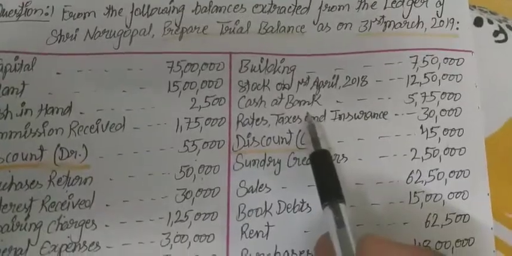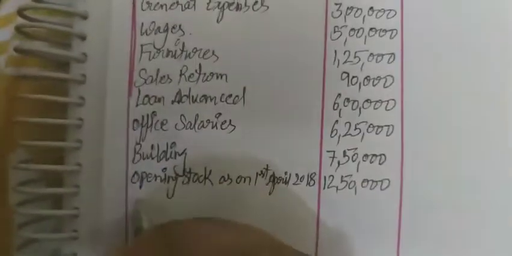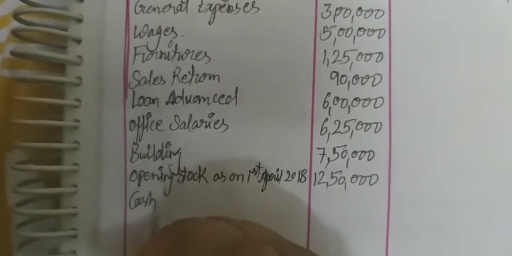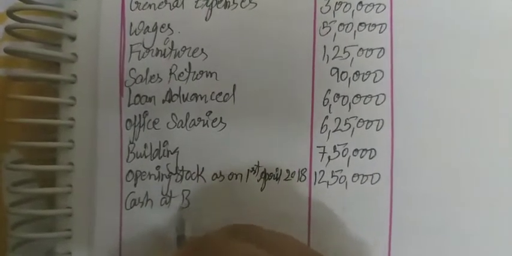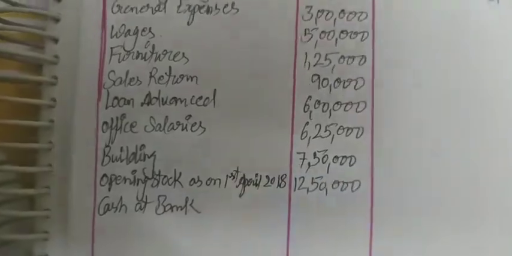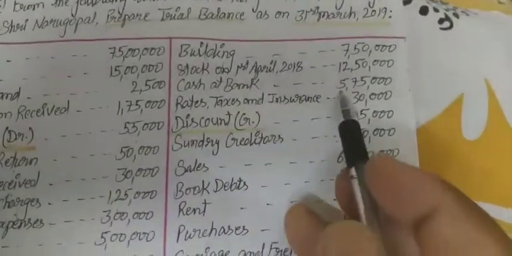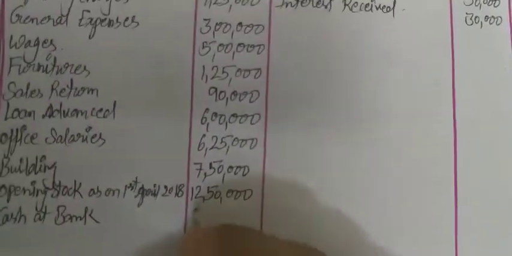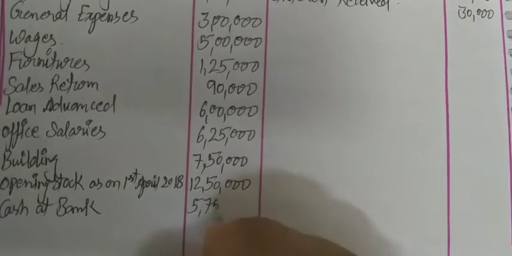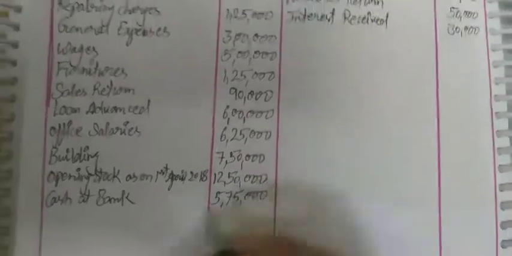And after this, the next one is cash at bank. It is assets, so it will show in debit side. Cash at bank, debit side, the amount is 5,75,000.